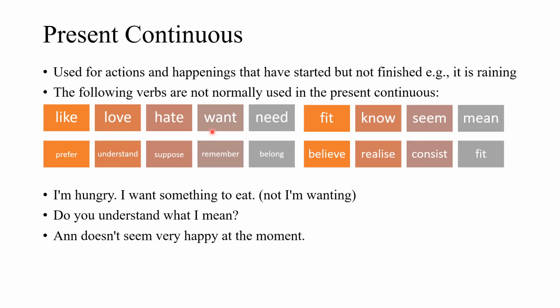While various verbs like love, hate, want, need, fit, know, seem, mean, prefer, understand, suppose, remember, belong, believe, realize, and consist cannot be used in the present continuous tense. For these verbs, we use the present simple tense. For example, I'm hungry, I want something to eat, but we cannot say I'm hungry, I'm wanting something to eat. Similarly, we can ask someone, do you understand what I mean? But we cannot ask, do you understand what I am meaning?